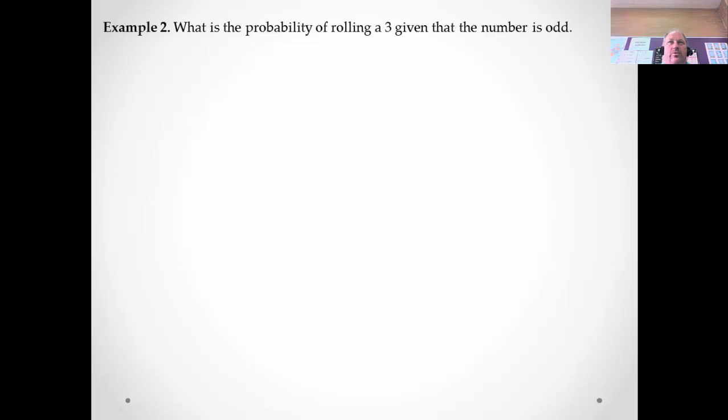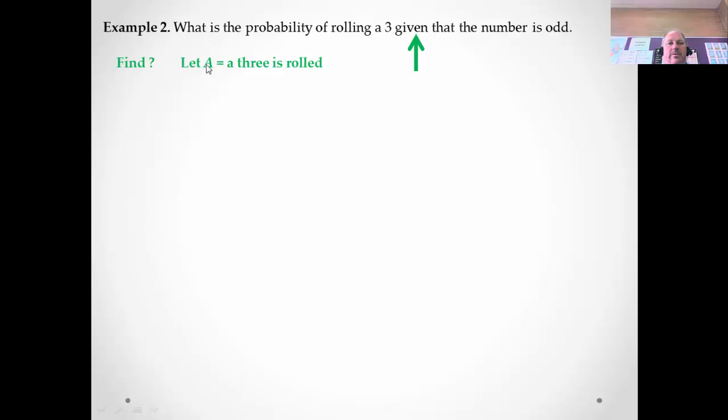Here we'll do an example where we use the rule. The question is, what's the probability of rolling a 3 given that the number is odd? This implies that we're looking at a 6-sided die. The first thing you notice is the word given. It tells us it's a conditional probability. Sometimes the word if occurs, so that usually tells us conditional. So the first thing, what do we need to find? It asks what is the probability of rolling a 3.